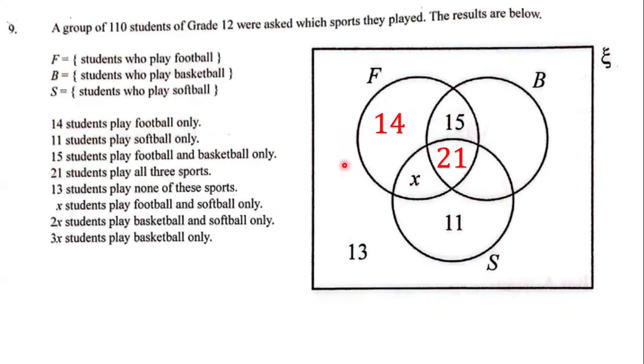And then what else do we have? They tell us that 3X students play basketball only, so we put 3X right there. And then they tell us that 2X students play basketball and softball only, and basketball and softball only is right here. And so here we completed the Venn diagram in terms of X.